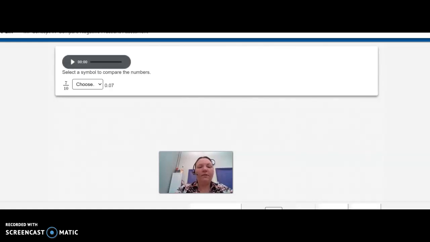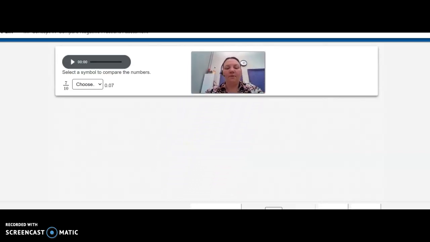So to choose a symbol to compare the numbers, 7/10, in order to think about that, we could think of 7/10 as 0.7, or we could think of 0.07 as 7/100ths. Well, we know that hundredths is going to be smaller. And so 7/10ths or 0.7 is greater than 7/100ths or 0.07.